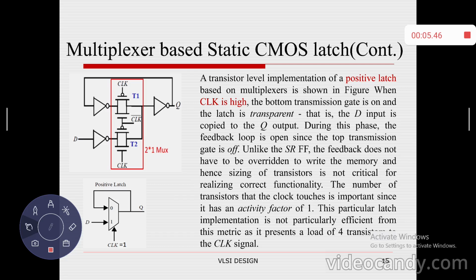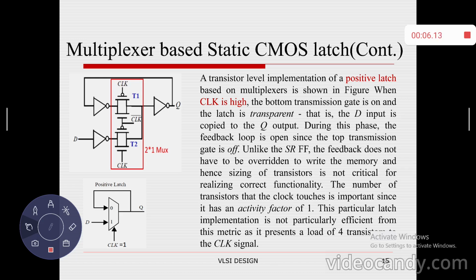The same design I have applied for designing the static CMOS latch, the positive latch. So kindly look at the second block diagram. This is the basic behavioral representation of the positive latch. When the clock signal equal to 1, it will perform the loading operation. When clock equal to 0, it will do the holding operation. So let me apply the same logic to the transmission gate logic.